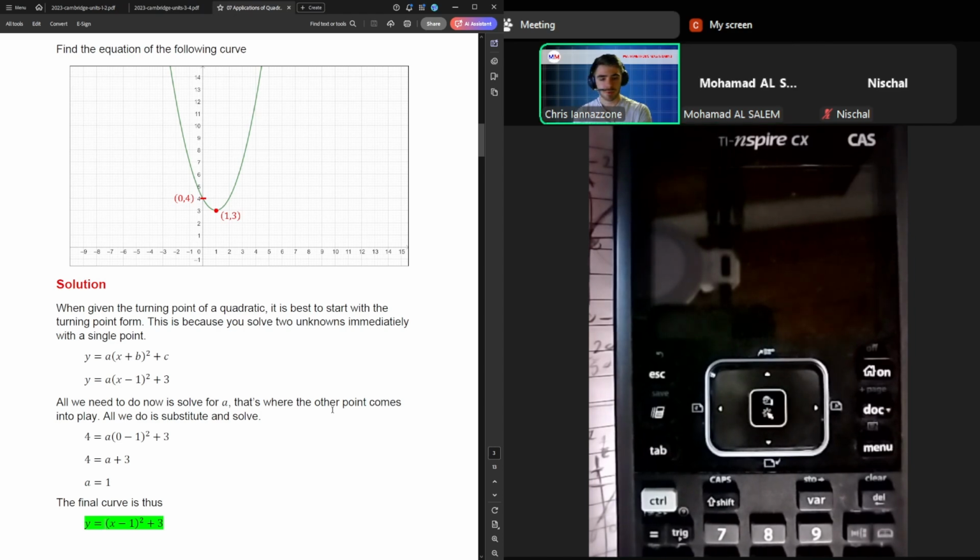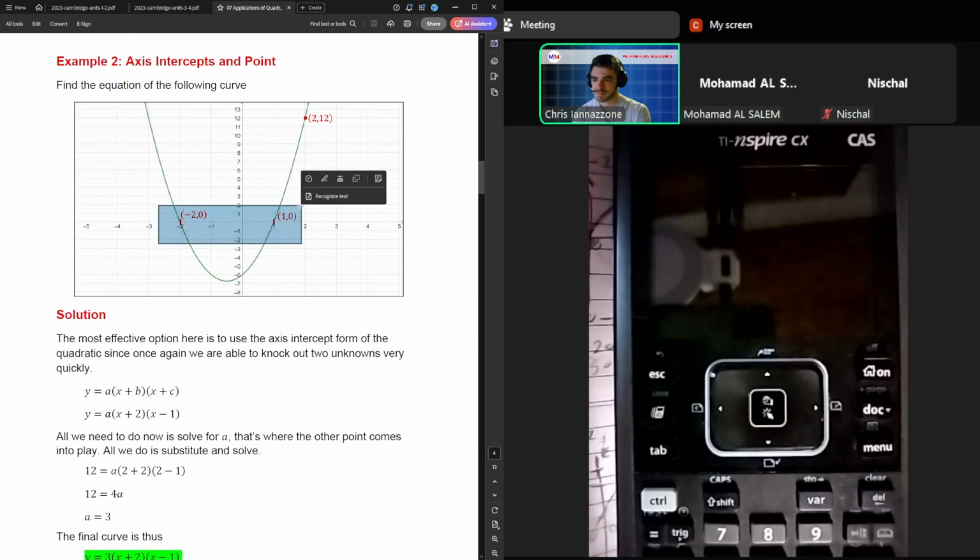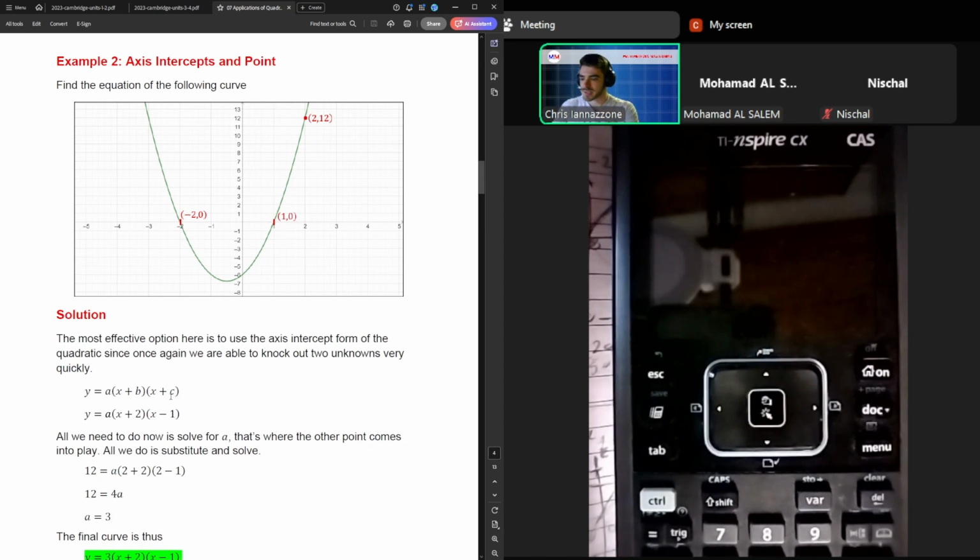So if you have turning point, use turning point form. Axes intercepts. If you have the x-intercept, use the x-intercept form. Again, for the same reason that you're very quickly able to solve for what those numbers are. If you have an intercept at x equals -2, the factor must have been x plus 2. Intercept at 1, 0, the factor must have been x minus 1. Very quickly solved two things.